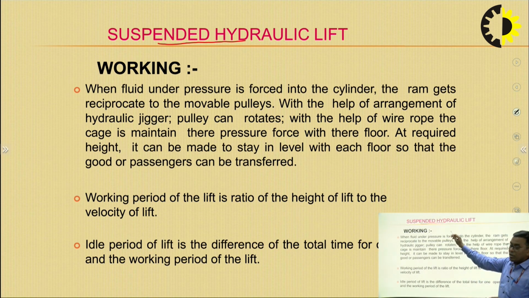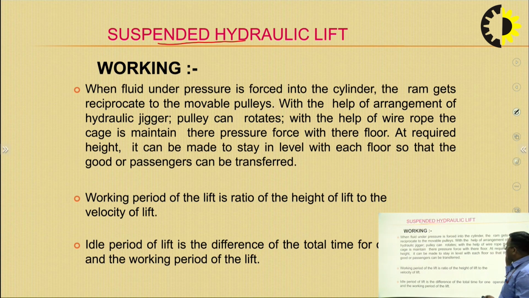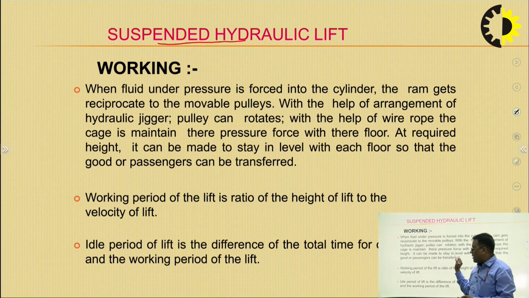So now, the working of the suspended hydraulic lift. When the fluid under pressure is forced into the cylinder, the ram reciprocates the movable pulley. With the help of the hydraulic jigger arrangement, the pulley can rotate with the help of the wire rope, and the cage is maintained at the required height. It can be made to stay at a certain level with each floor so that the goods or passengers can be transferred. So this is the simple working.